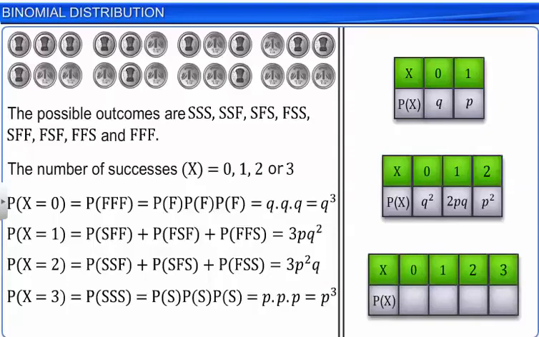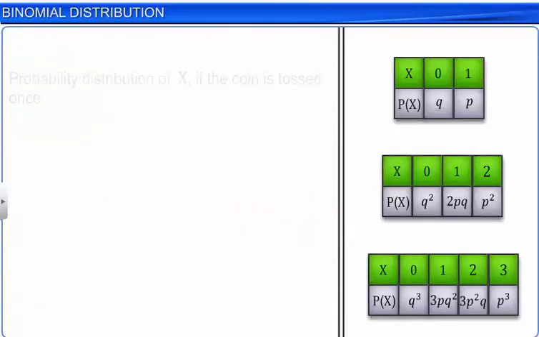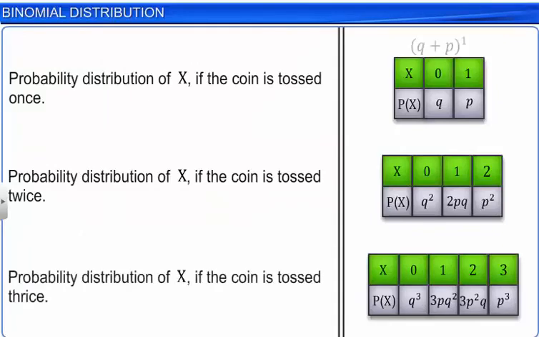Observe that the distributions of X for the Bernoulli trials are similar to the binomial expansions of (Q plus P) raised to the power of n. For the first trial, the power is 1. For the second trial, it is 2. And for the third, it is 3. Also, the probabilities of 0, 1, 2, or 3 successes are the corresponding first, second, third, and fourth terms of the respective binomial expansions.